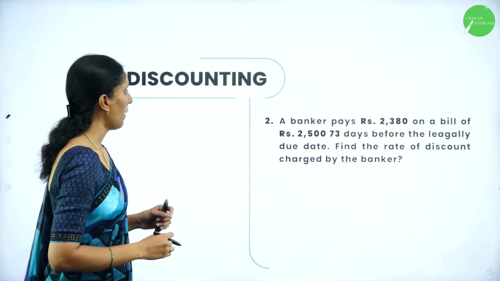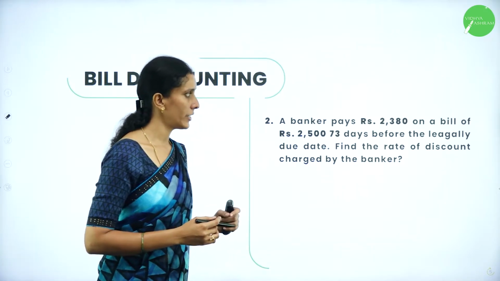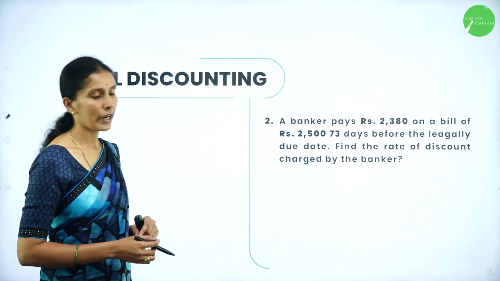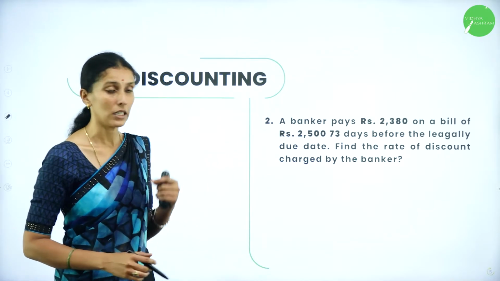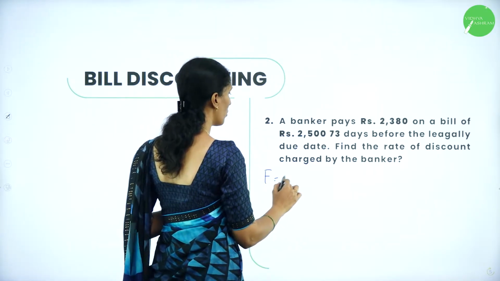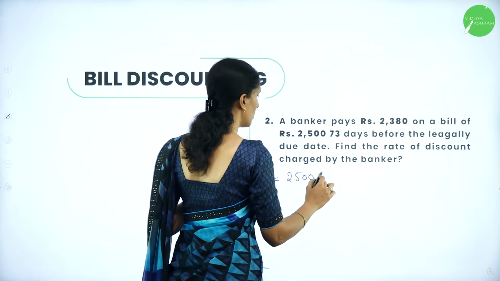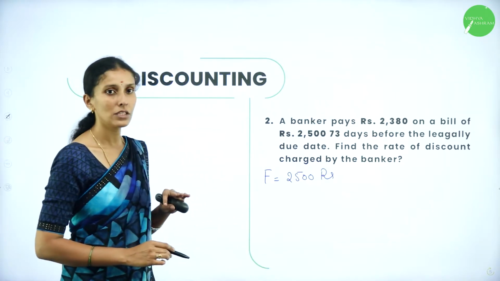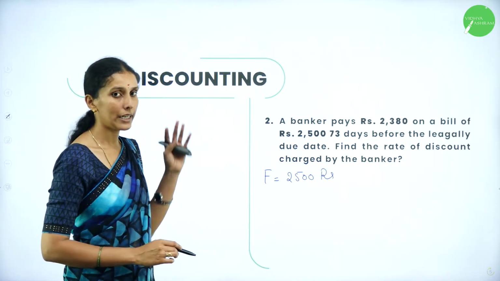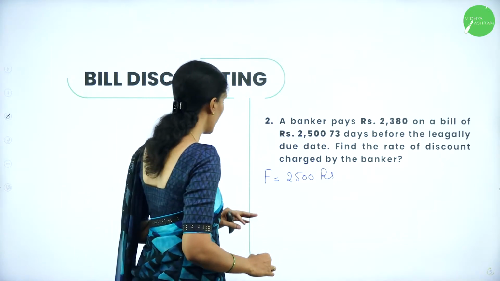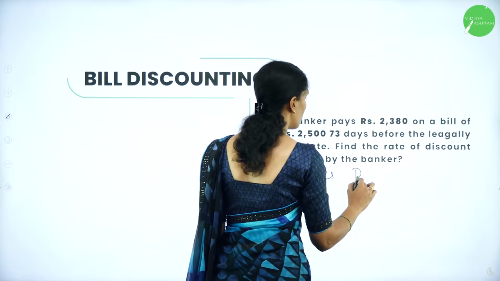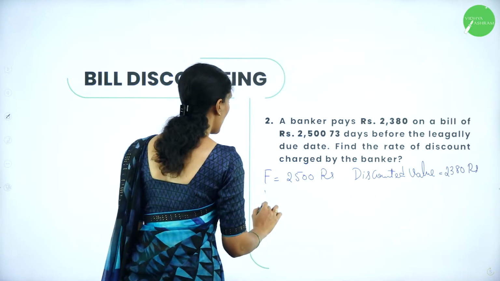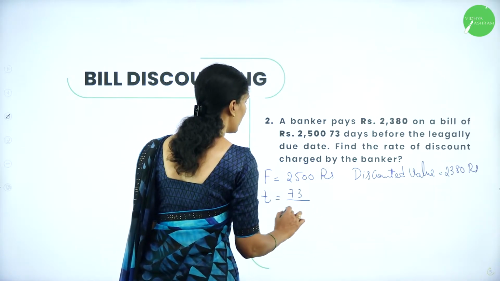Second question. A banker pays rupees 2,380 on a bill of rupees 2,500, 73 days before the legally due date. Find the rate of discount charged by the banker. Here my face value, that is the amount which I should pay, was 2,500 rupees. But I have already paid 2,380 before 73 days of legally due date. So therefore, here my discounted value is 2,380 rupees. And the time is here 73 divided by 365.